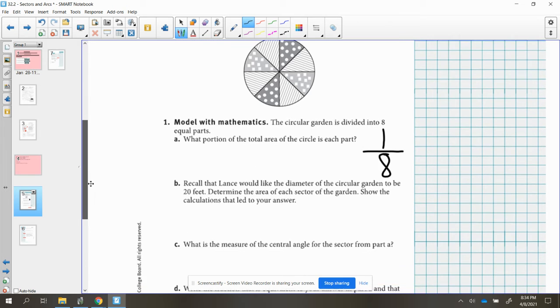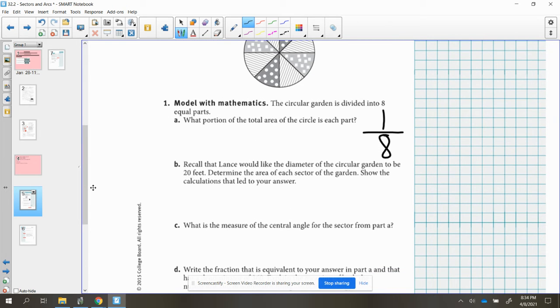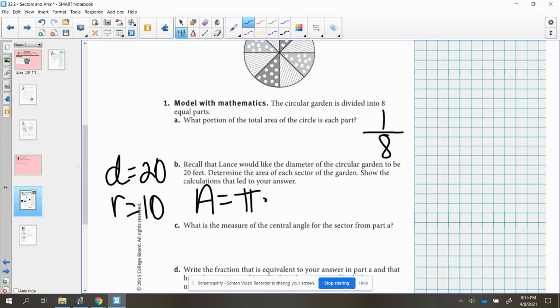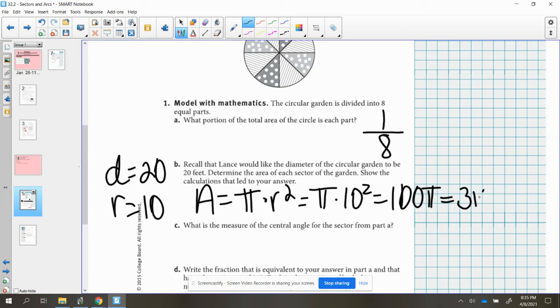Now, a reminder that from the last lesson, the diameter of this circle is 20 feet, which means the radius is 10 feet. And the total area that we find by taking pi times r squared is going to be 100 pi, which comes out to be approximately 314.2 square feet.